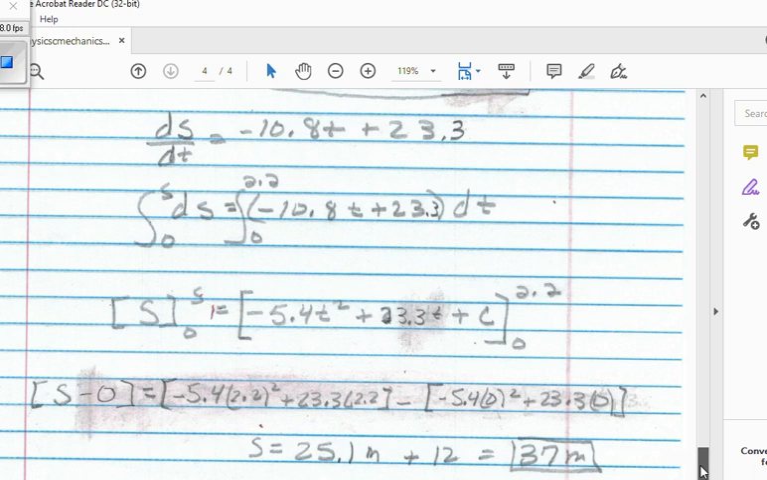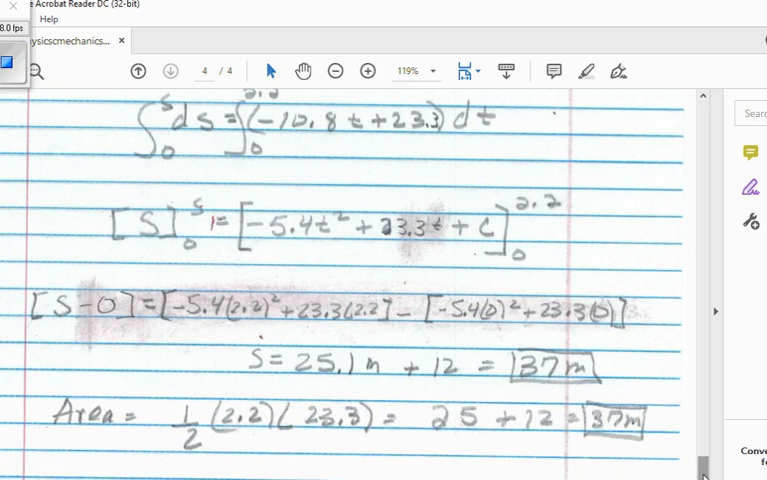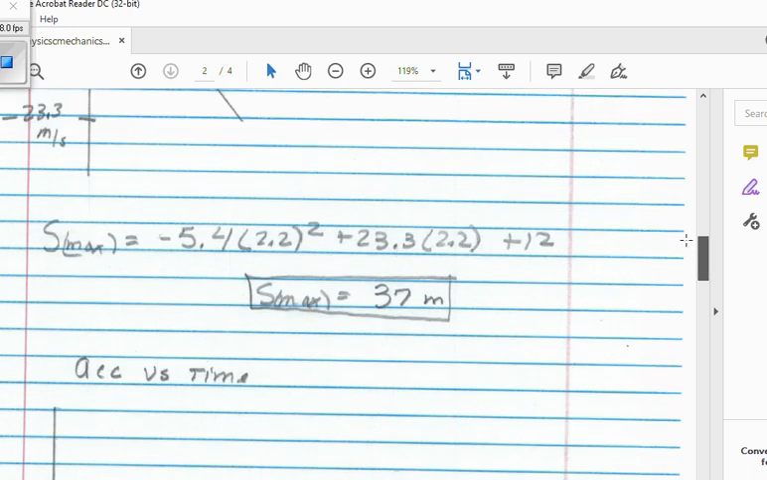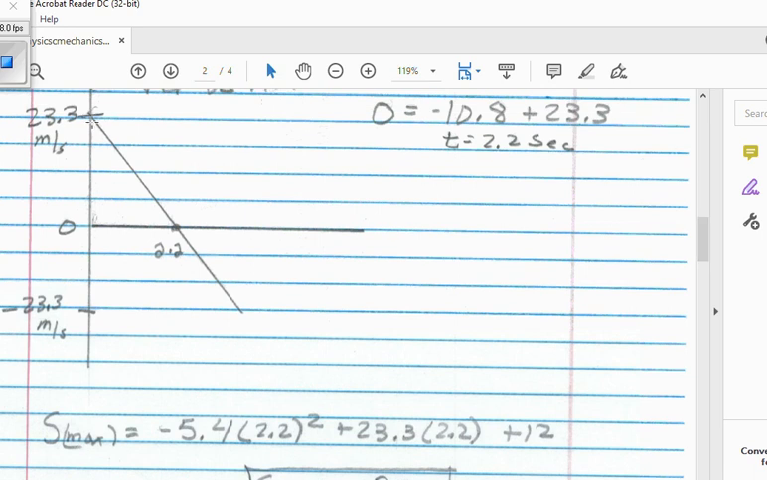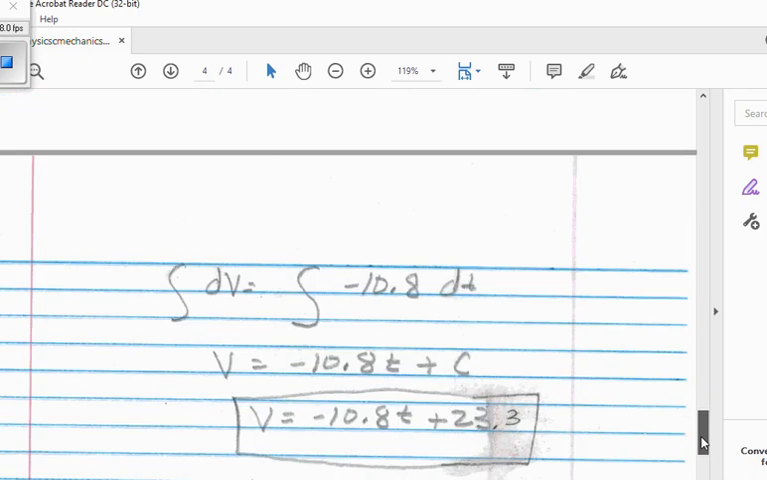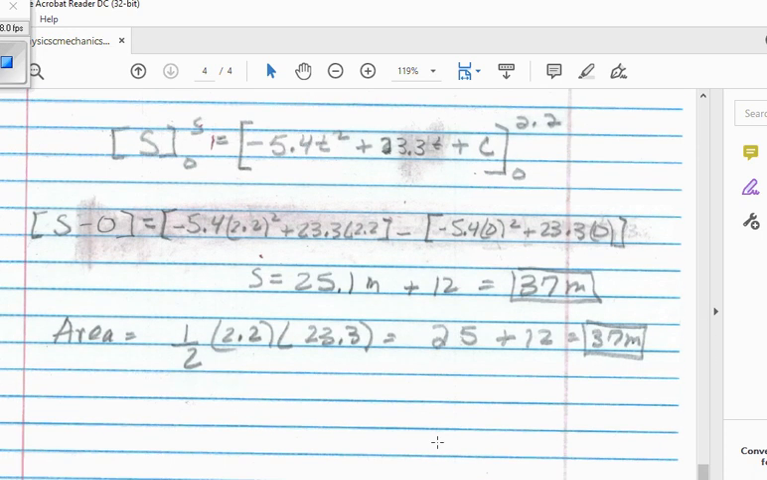Now, if we do this by the area method, I can compare. Let's go back to our original graph for this. Here we go. I need the area under the curve here. Notice how it's always bound by the x-axis, so this is just a triangle: one half base times height, one half times 2.2 times 23.3. So I get 25. And then I have to remember again that my beginning displacement was 12, so we get excellent agreement at 37.